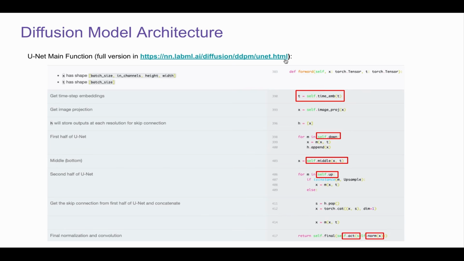This is a very good website that implements a diffusion UNet. So if you are interested, you can go to this website and take a look at the details. This is the UNet main function. It tries to get the time step embedding. It goes through the first half of UNet. It goes through the bottleneck, and then it goes through the second half of UNet. And before we return, it goes through a group normalization and then another activation function.